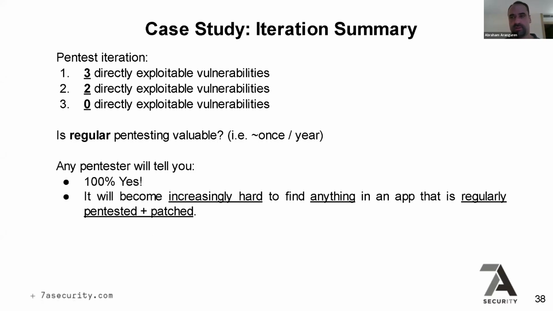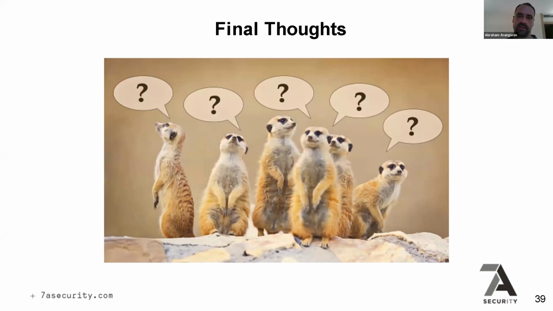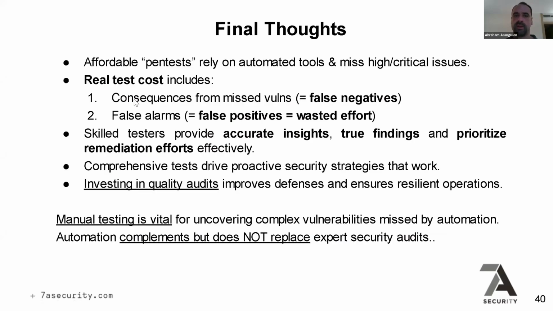If they don't patch, of course, the pen test is not going to do anything. But if they patch everything that you report, it will be really, really difficult to find anything, right? So some final thoughts. You have to factor in the real cost, right? So affordable pen tests rely on automated tools and miss high and critical issues. The real test cost includes consequences from missed vulnerabilities, so the false negatives that I talked about, and then the false alarms, which are the false positives, which lead to lots of wasted effort of people you pay that have to go through these fake findings, which are completely fake. So this is a complete waste of time to pay someone to review fake findings, right?